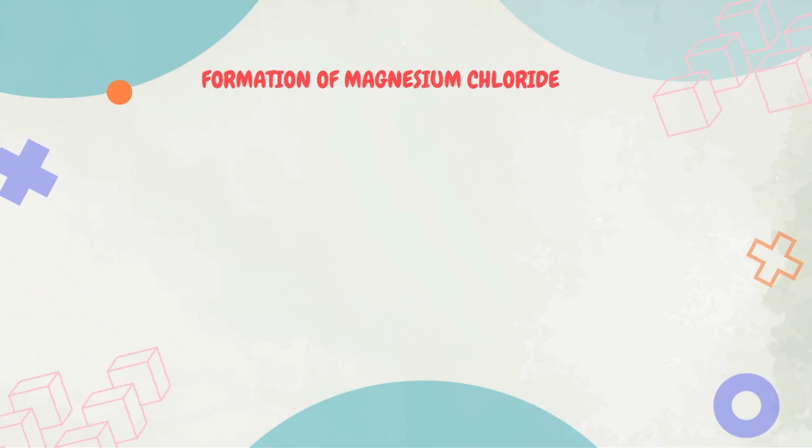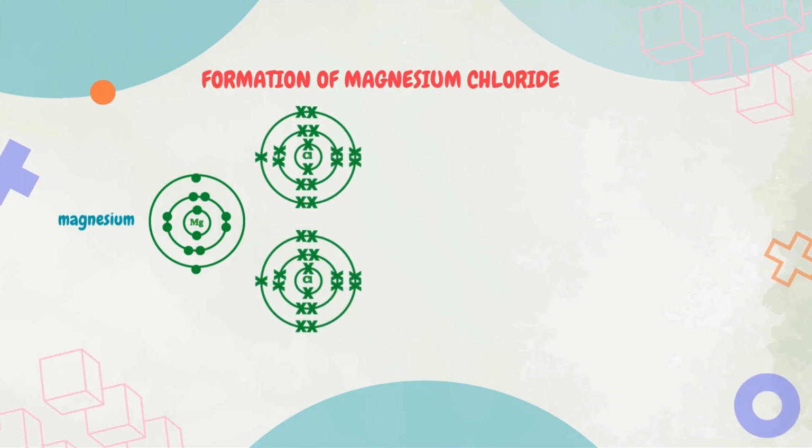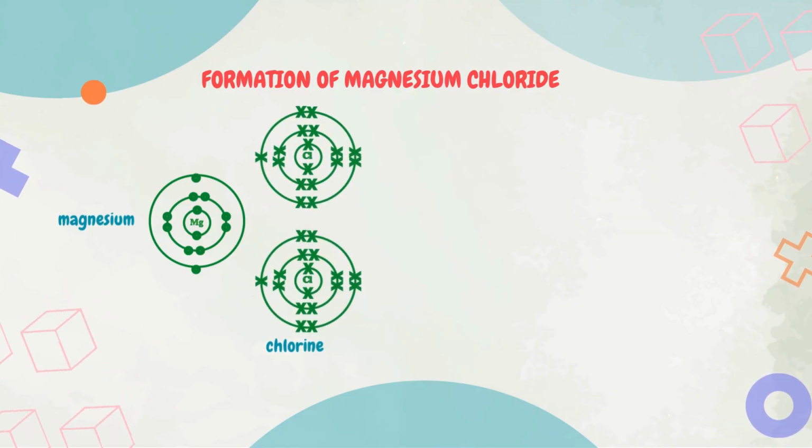Another example: the formation of magnesium chloride. Magnesium chloride is formed by the bonding of 1 magnesium atom and 2 chlorine atoms. Magnesium has 12 electrons, with 2 electrons in the outer shell. To be stable, it has to lose 2 electrons. Chlorine atoms, on the other hand, have to gain 1 electron to be stable.